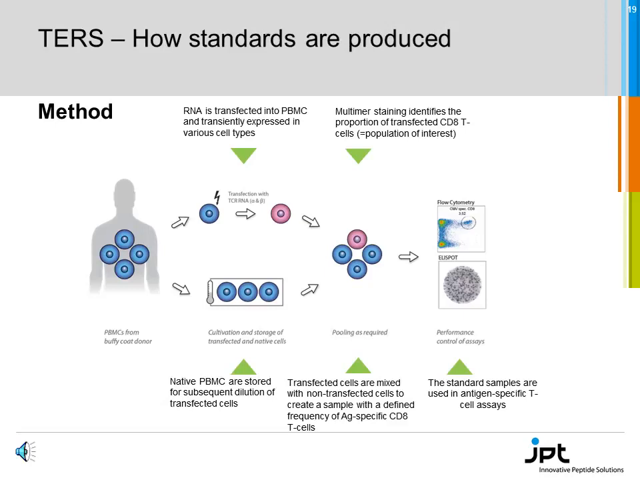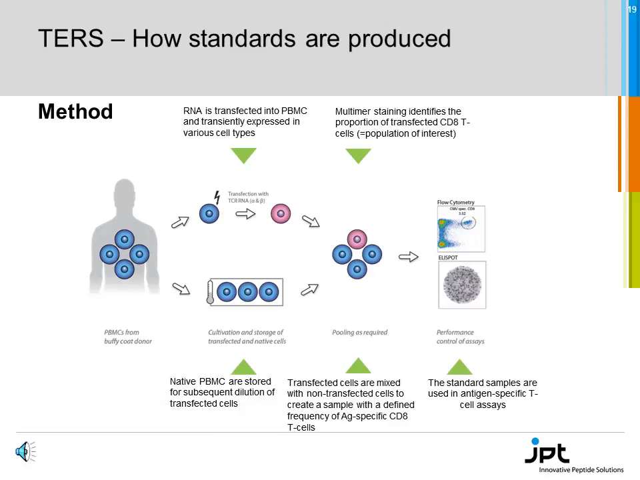Once PBMCs have been obtained, they are split into two portions. One is used for TCR transfection, and the other is left untouched for adjusting the concentration of TCR transfected cells later on. The next step is the transfection of PBMCs with the provided TCR mRNA using the now optimized electroporation protocol. Once this step has been completed, the transfection efficiency should be determined using MHC multimer staining and flow cytometry.